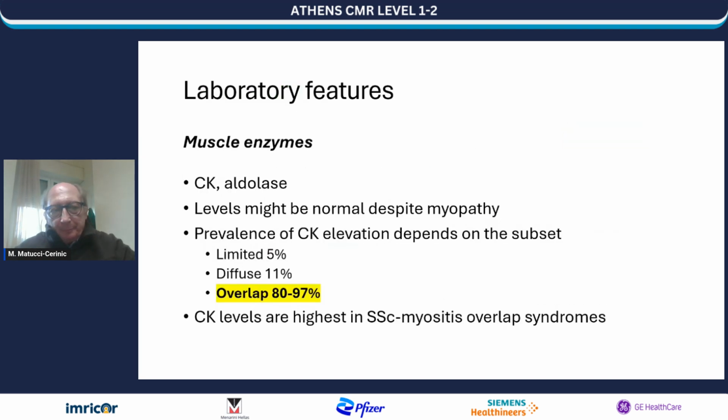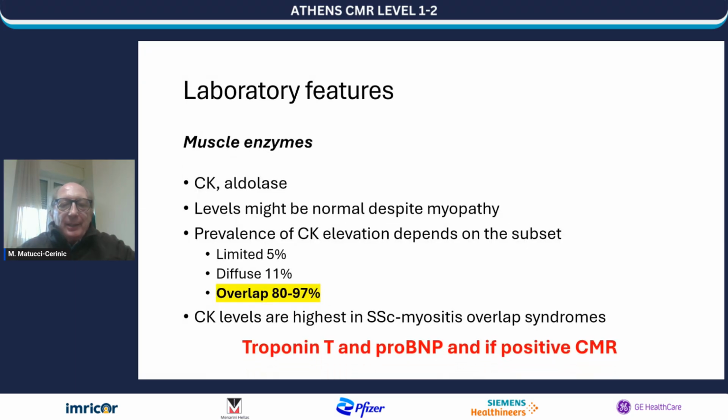The muscle enzymes are very important because we have the CK and aldolase, and obviously we know that CK elevation is sometimes more pronounced in the overlap diseases, and we shall see this specifically at the end of my presentation. When you see here an increase in troponin and proBNP, we obviously move to the cardiac magnetic resonance that Professor Mavrogeni will talk to you about later.